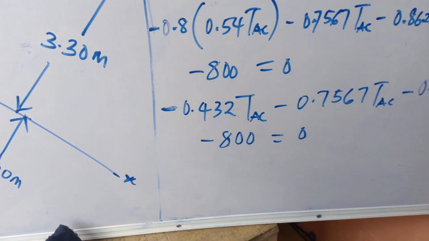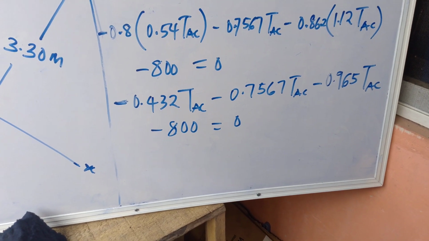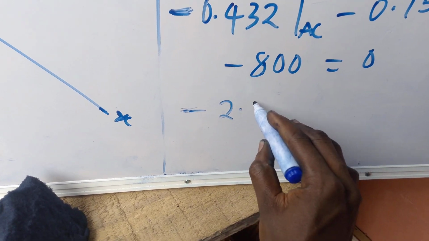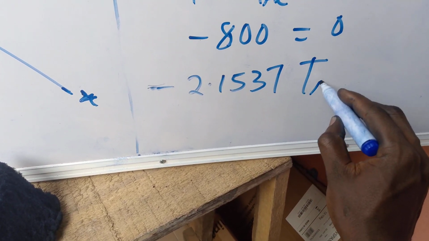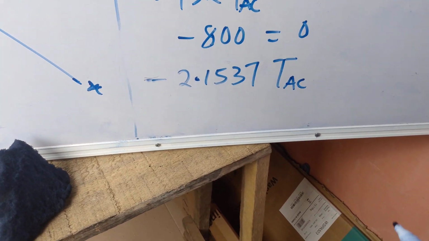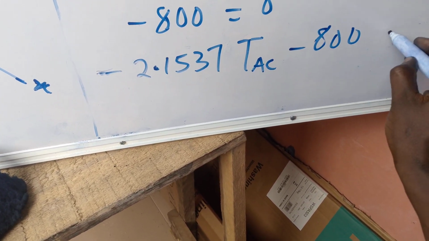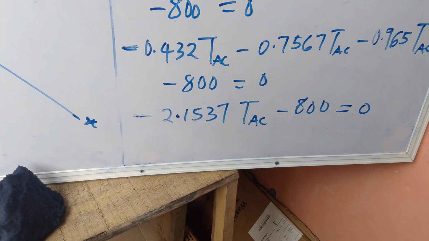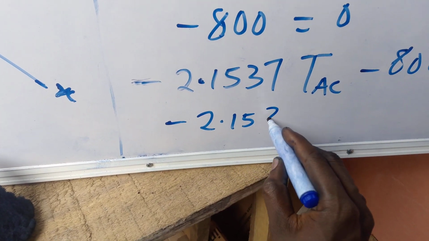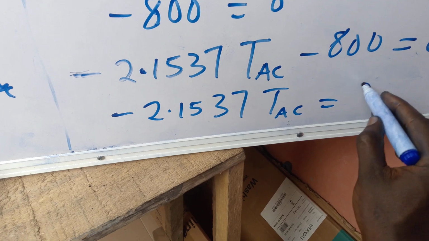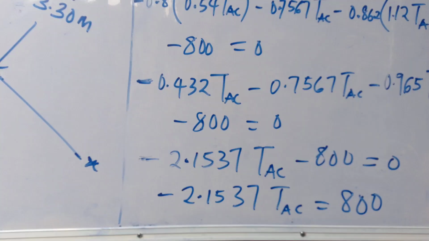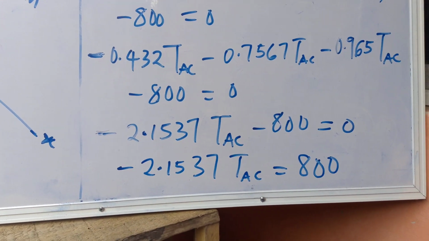So if I add everything now, do that with your calculator. You'll be having minus 2.1537 TAC minus 800 is equivalent to 0. So if I take this value over here, I'll have minus 2.1537 TAC equals 800. I'm taking minus over here to change to positive.